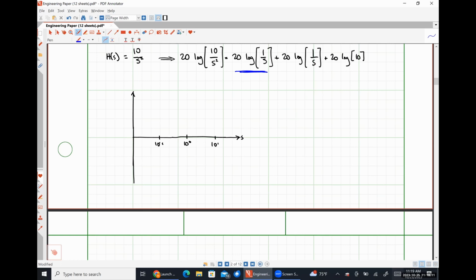So what did this look like? Well, we had a value of 0 decibels at 10 to the 0. And then we know that we had a slope of -20 decibels per decade. So let me explicitly do this here. So this is +20 dB, 40 dB, -20 dB, -40 dB, like so. So this is what that first part looks like.